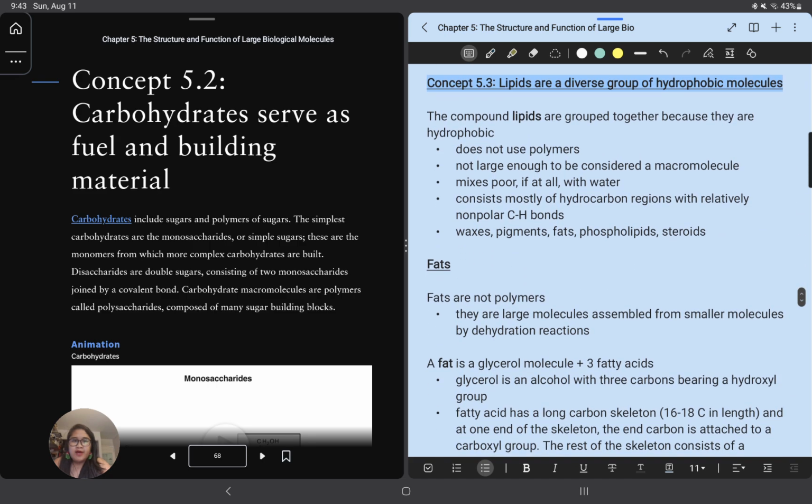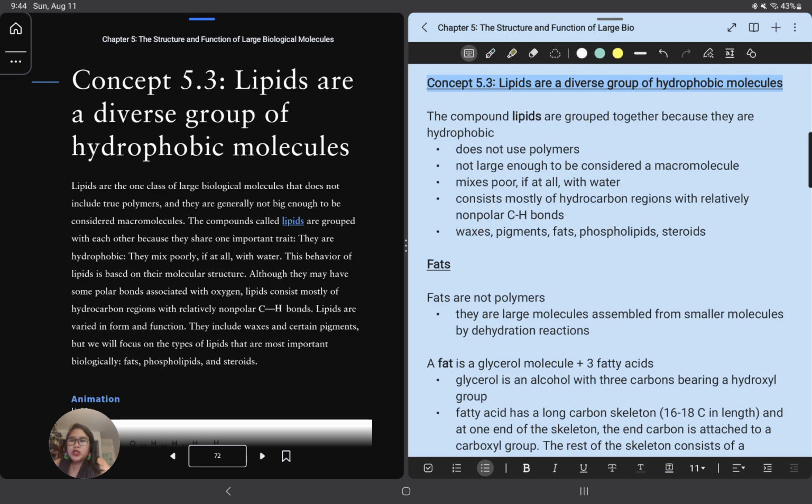So, that's it for concept 5.2. Carbohydrates serve as fuel and building material. We went over sugars, polysaccharides, and the different types. So, next video we'll be going over concept 5.3, lipids are a diverse group of hydrophobic molecules.